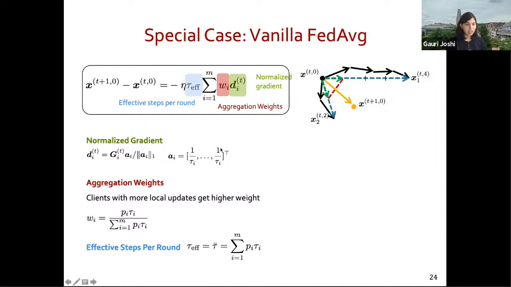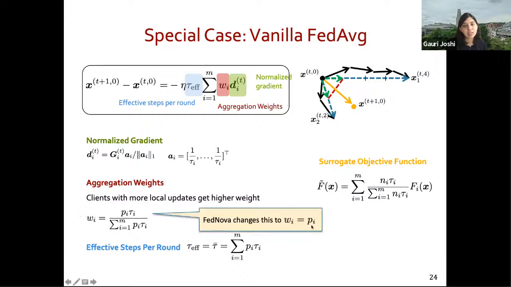By this general analysis framework, you can see that the surrogate objective is clearly mismatching with the global objective. And this point of view also suggests a simple fix to the consistency problem. All we have to do is take this w_i and set it to p_i. So that's what is at the core of our proposed FedNova algorithm. We put any algorithm in this generalized or normalized averaging framework and then set w_i to p_i. That will ensure that the surrogate objective function matches with the global objective.